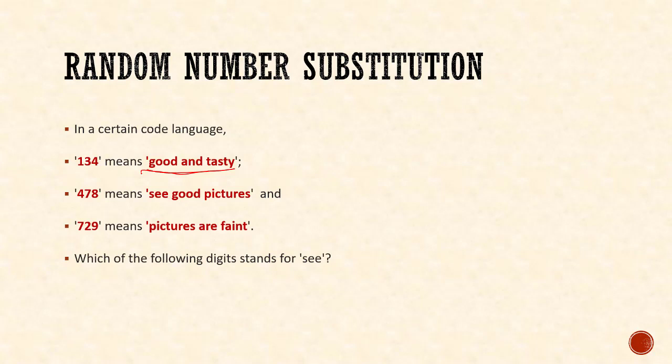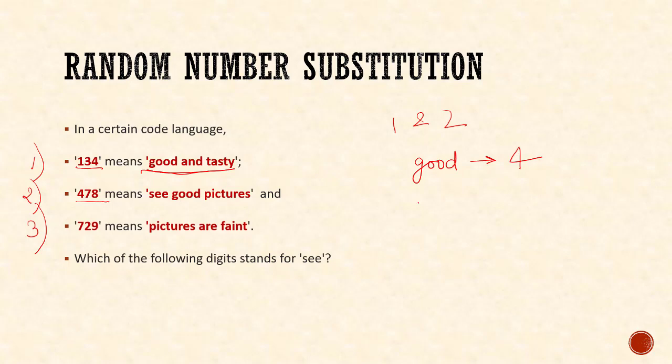Now how do we find which code is used for which word? Here we would use the commonality thing. So we have three sentences here, 1, 2, 3. We will look at the common words. When I look at 1 and 2, good and tasty and see good pictures, the common word happens to be good here. So the code for the word good should be present in both the codes, 134 and 478. I see 4 is common. So now I can conclude that the code for the word good is 4.